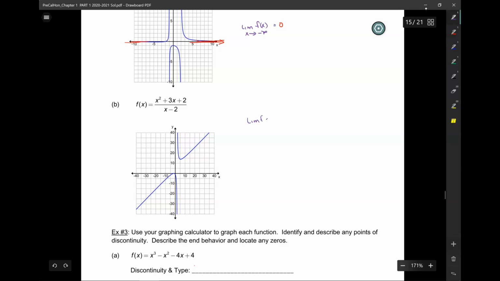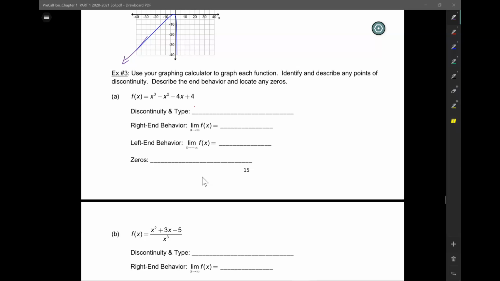Limit of f of x as x approaches positive infinity. Well, as you go to the far right, where's your graph going? It's going up to positive infinity. Limit of f of x as x approaches negative infinity. As you go to the far left, the graph is going down, so it's negative infinity.